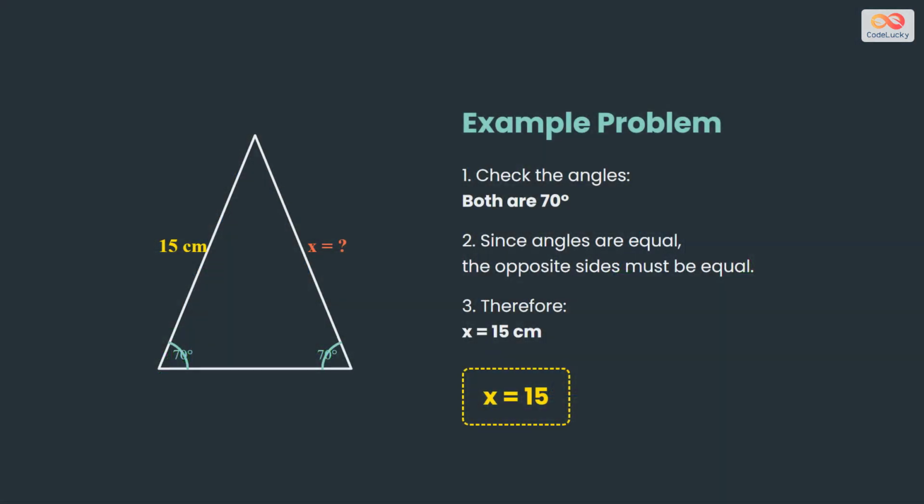Let's apply this to a problem. Here we have a triangle with two 70-degree angles. Since these two angles are equal, the converse theorem tells us the opposite sides are equal. One side is 15 centimeters, so the unknown side x must also be 15.